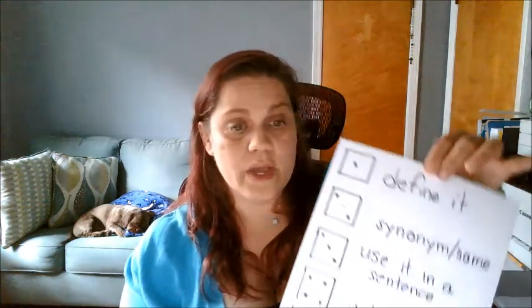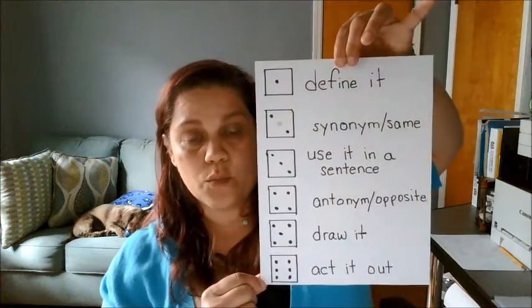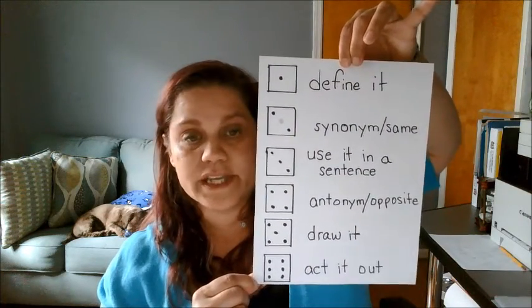So instead of just rolling the die, I will roll the cube, and I've already placed the directions on the cube. Okay? And if you're using the die, that's fine too. And here are what each number would stand for.